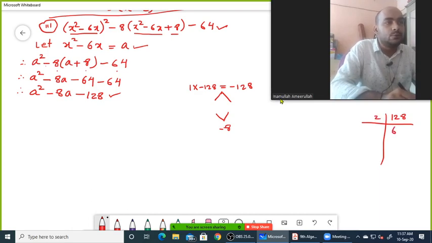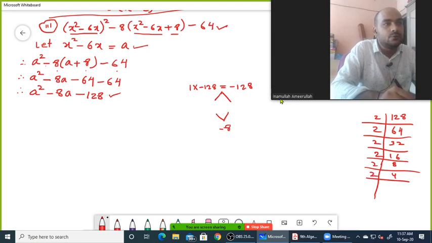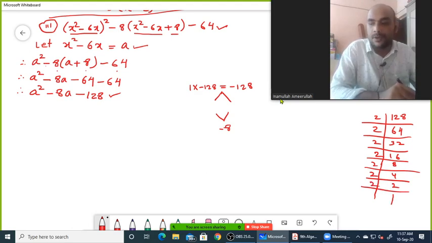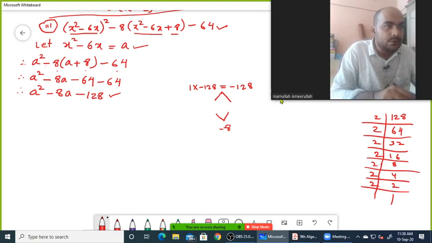So 2 6s are 12, 2 4s are 8, 2 3s are 6, 2 2s are 4, and 2 1s are 2. All these are factors of 128. So we have this many factors of 128, but we don't actually need all of them: 1, 2, 3, 4, 5, 6, 7.